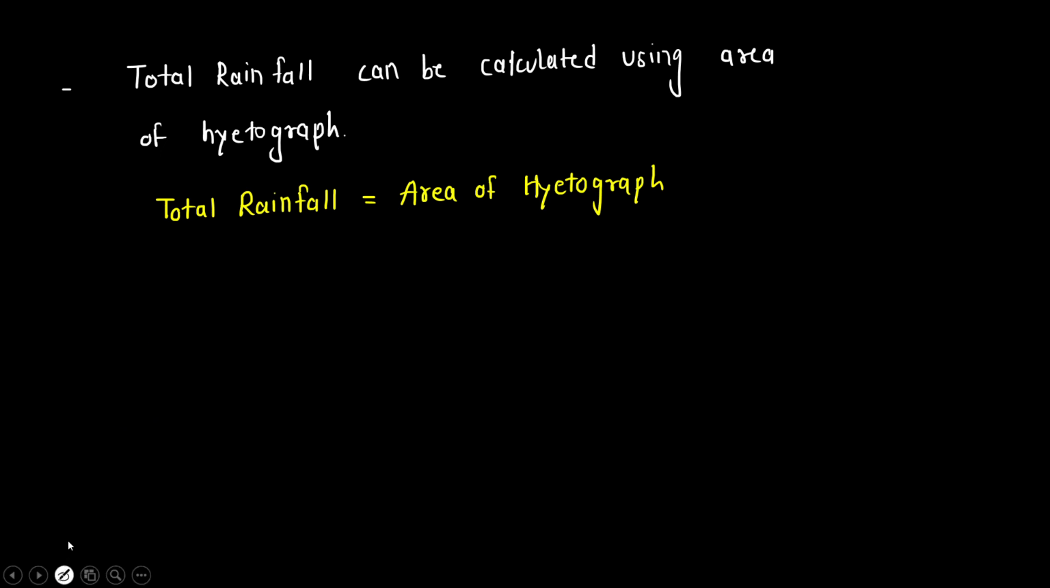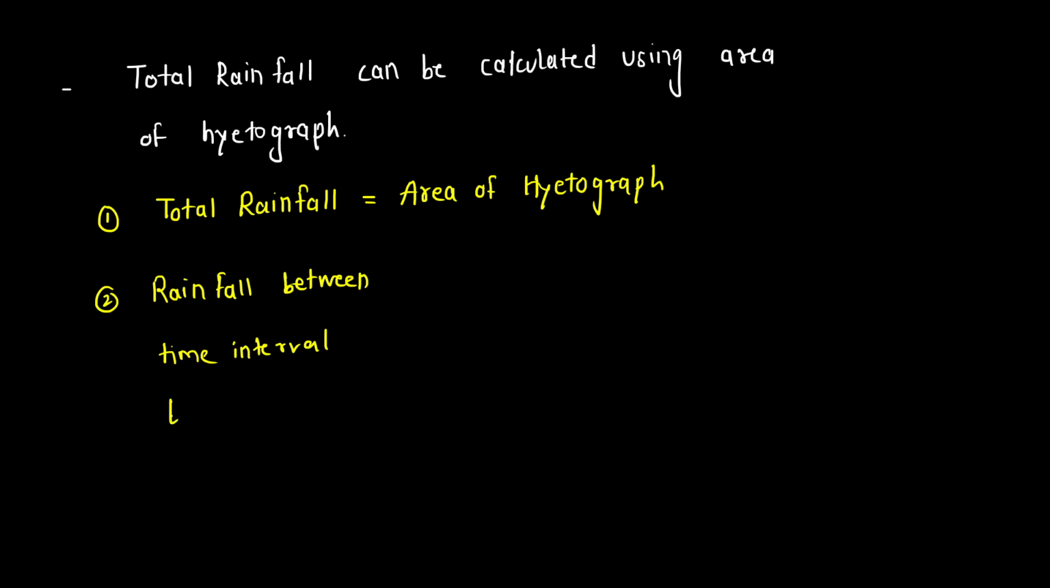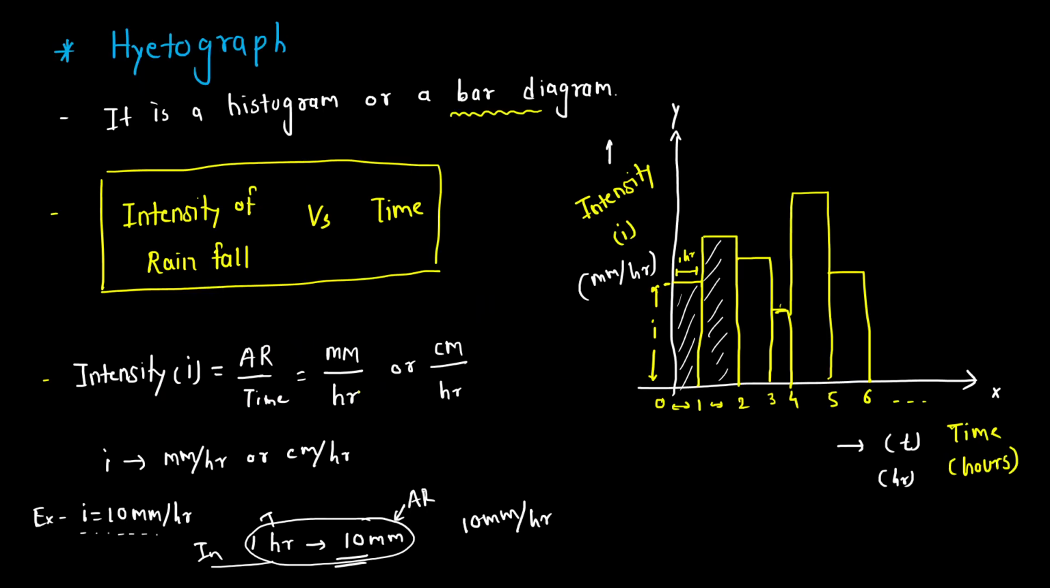So write down, this is the first one: total rainfall if you want to find out, and if you want to find rainfall between some time interval, let's say rainfall between time interval ti and ti plus 1, this will be equal to the area between ti and ti plus 1. Okay, so these are all the important points from the hyetograph.